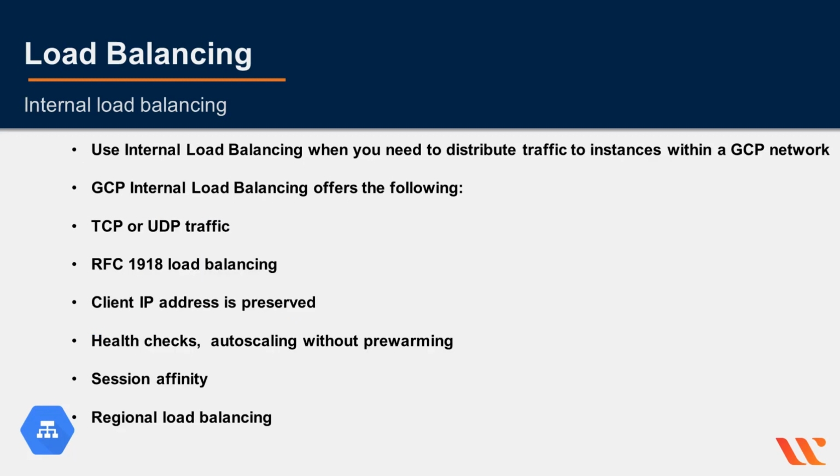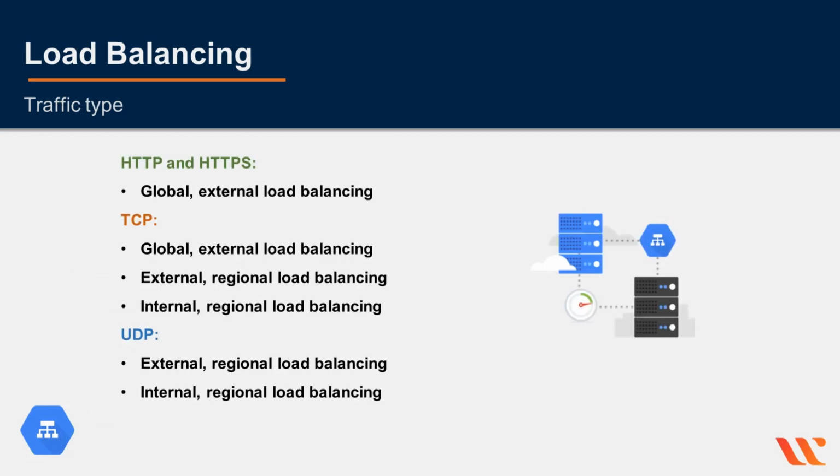Internal load balancing offers TCP and UDP traffic load balancing. The RFC 1918 is just a fancy way of saying private IP addresses. Here the client IP addresses are preserved, and health checks are done, and also auto-scaling without pre-warming, session affinity, and the regional load balancing.